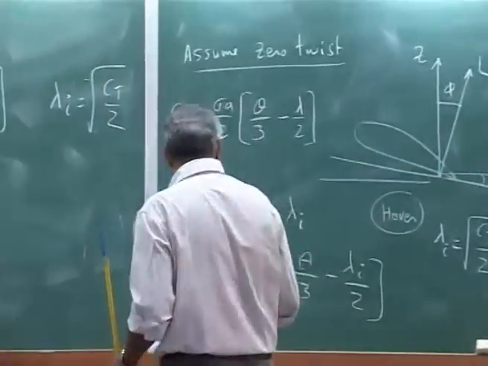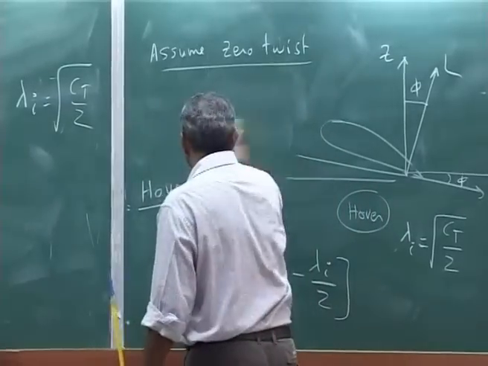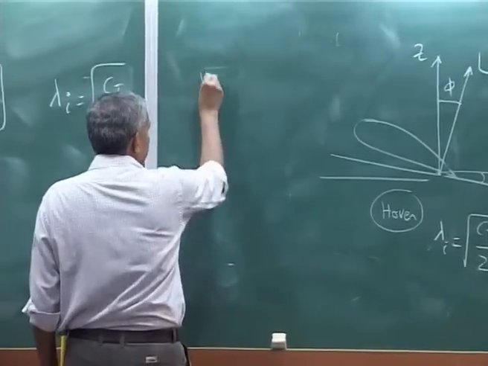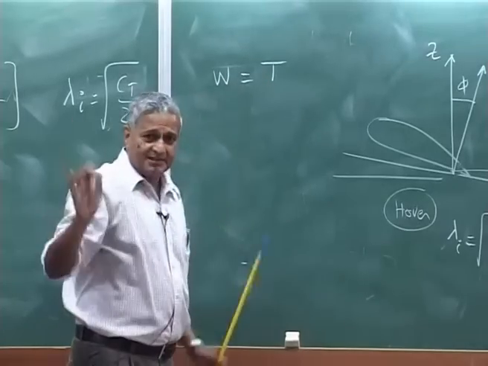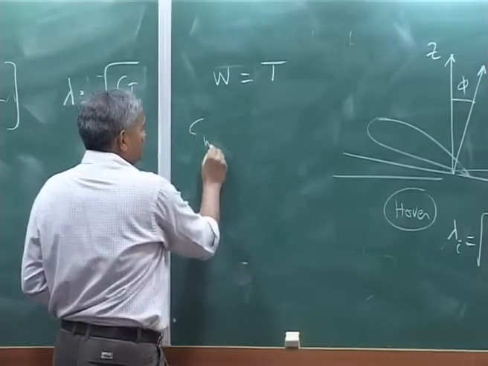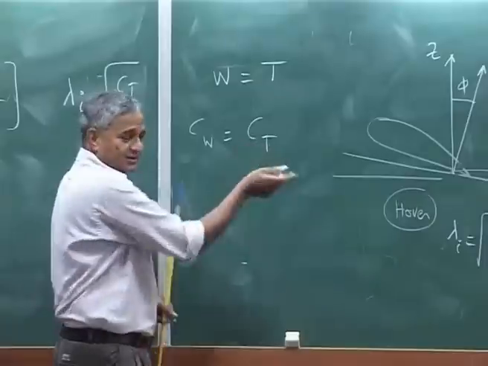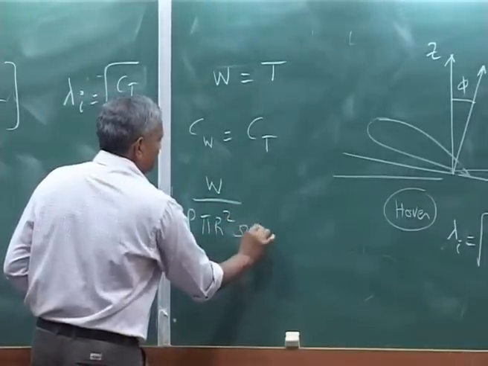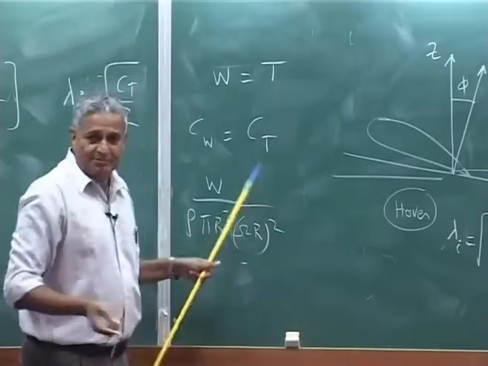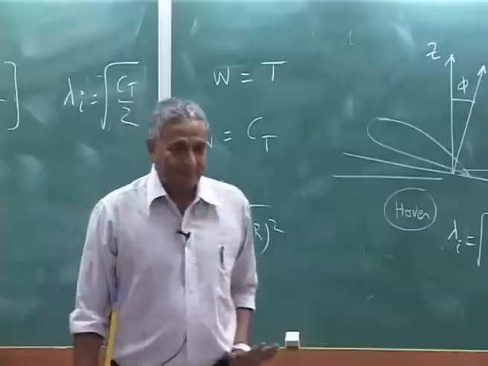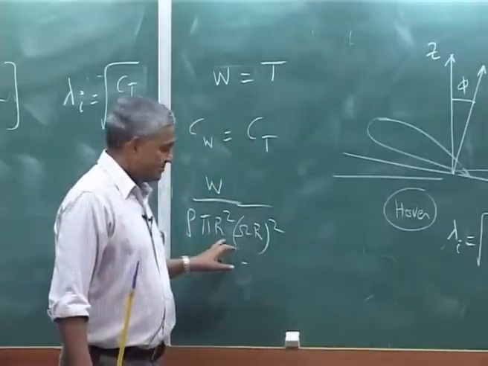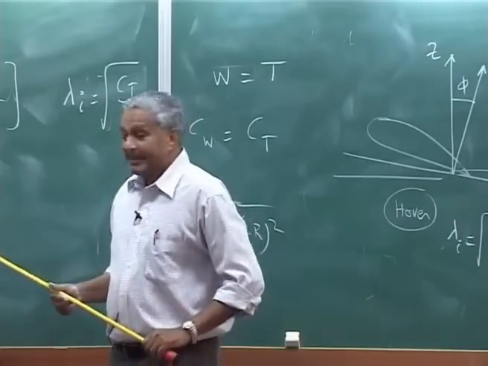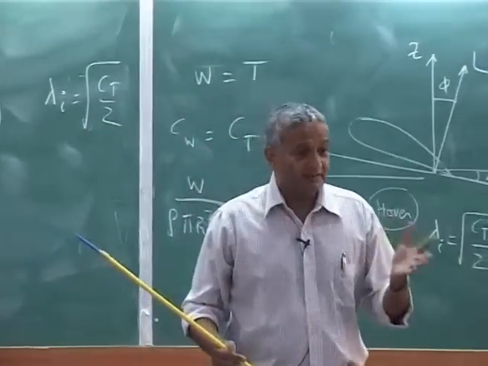So, I use this approximation again here. If you are given a weight of the helicopter, if it has to hover, W is equal to T, weight is equal to the thrust. So, you will have Cw is Ct. Weight coefficient is nothing but W by rho pi r square omega r whole square. If you are given a helicopter with the radius and the rotor angular velocity, you can get the Ct. Now, what should be my pitch angle?